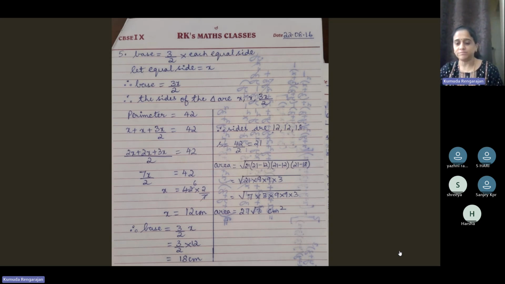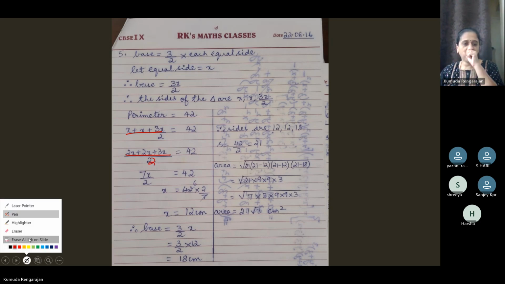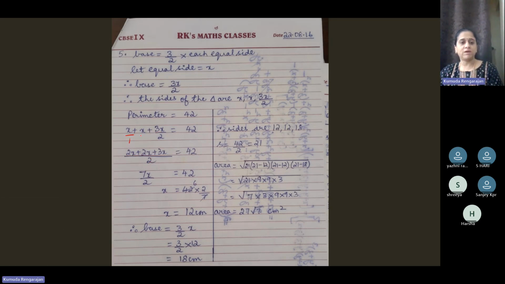Then take the LCM. 2 is the common denominator. Like it's 1 by 1, so into 2, into 2. Is this your doubt? Okay, fine. So then you get 7x by 2 is equal to 42. x is equal to 42 times 2 by 7.